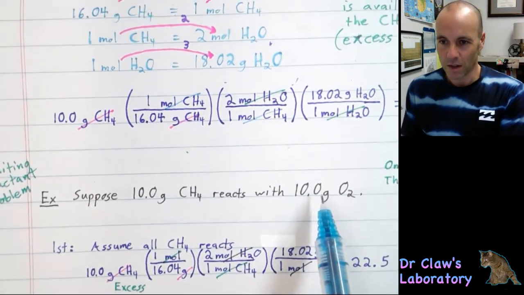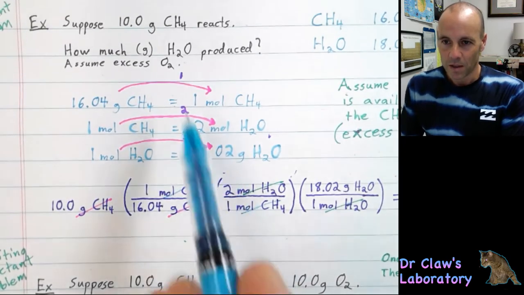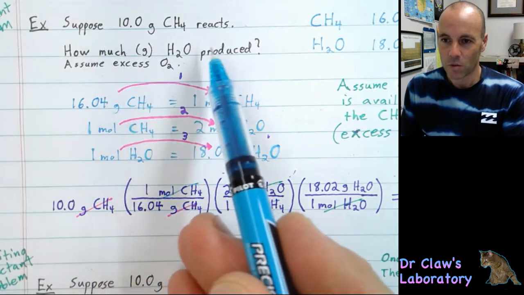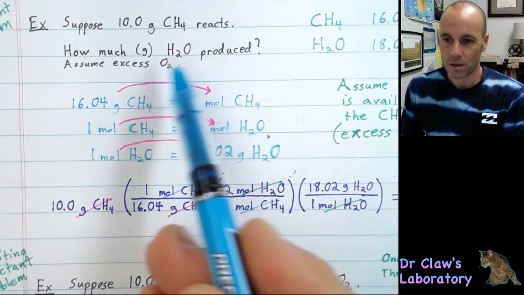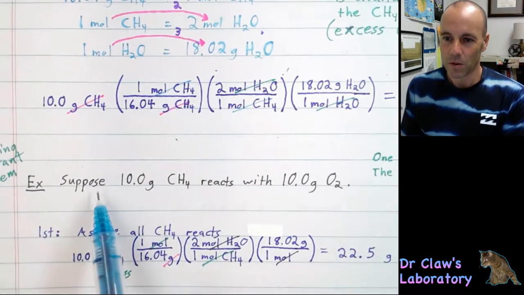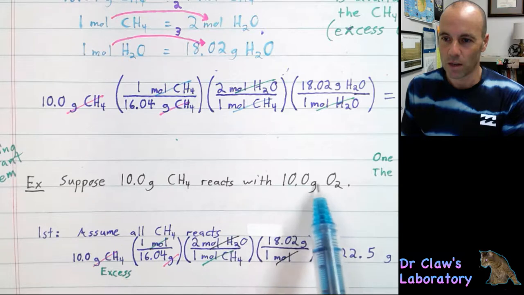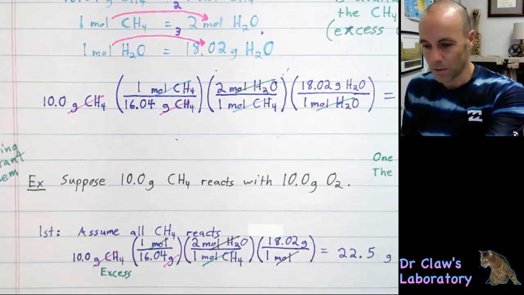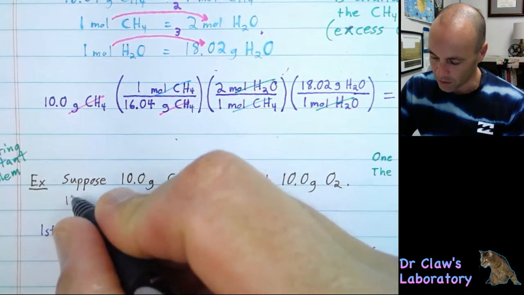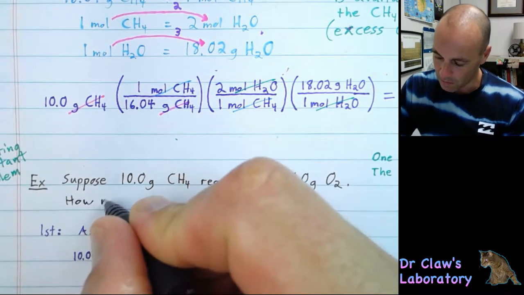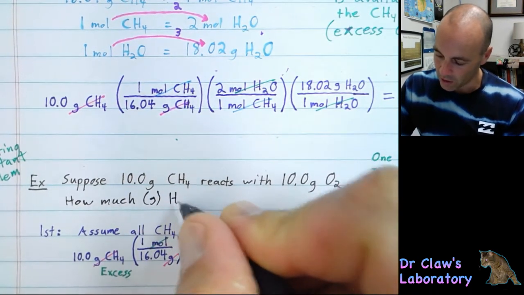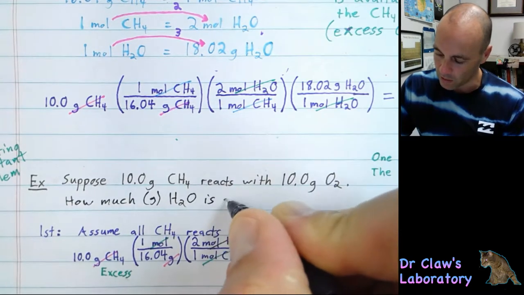Let's just look at the last problem. Suppose 10 grams of methane reacts. How much water is produced? And we're assuming excess oxygen is available. But this time, suppose 10 grams of methane reacts with 10 grams of oxygen. And I guess I need to say what the question is. How much water is produced? So that's the question. How much in grams of H2O is produced?